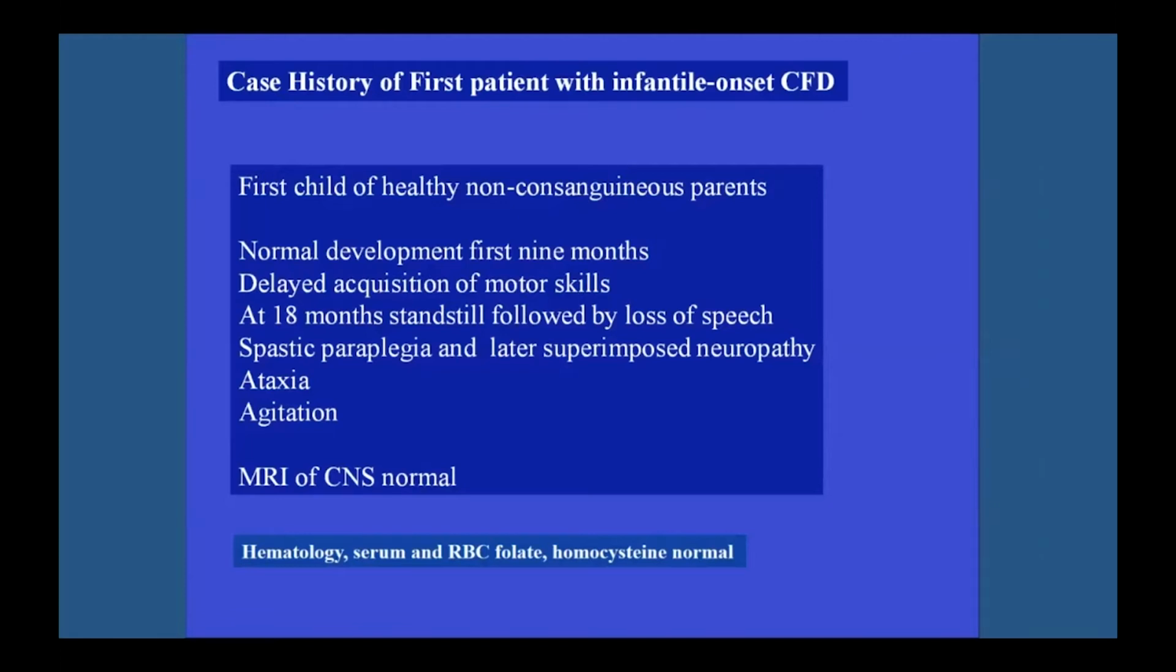He had a normal development in the first 9 months of his life, and then the parents noticed a delay in the acquisition of motor skills, and at 18 months there was a standstill of development followed by regression with loss of speech, onset of spastic paraplegia, neuropathy, and ataxia, and marked agitation. The MRI of the brain and spinal cord was normal. Extensive investigation, including hematology, serum and red blood cell folate, and homocysteine, was found to be normal.